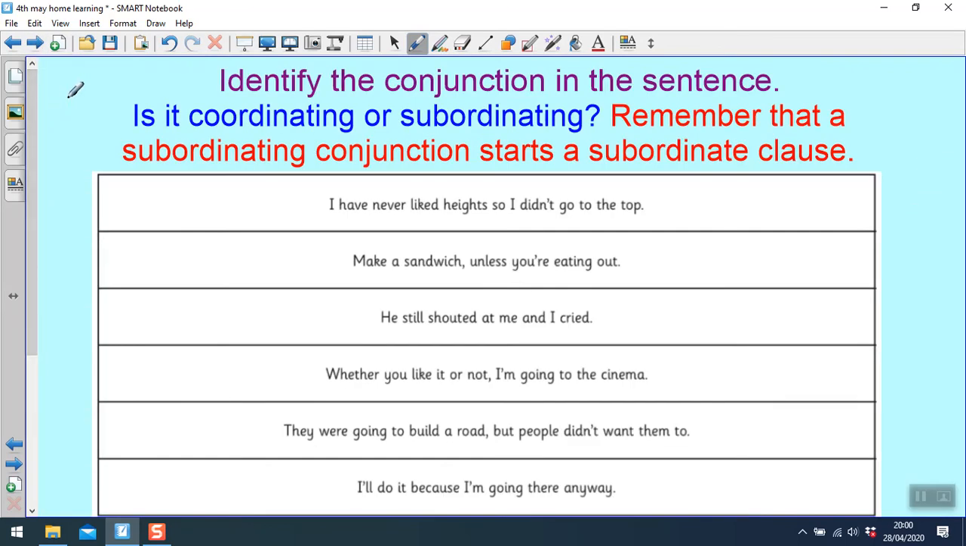Now it's the same idea. Identify the conjunction. So where is the conjunction? And is that conjunction coordinating or subordinating? So if it's not FANBOYS, it's subordinating. Pause the video while you do this.